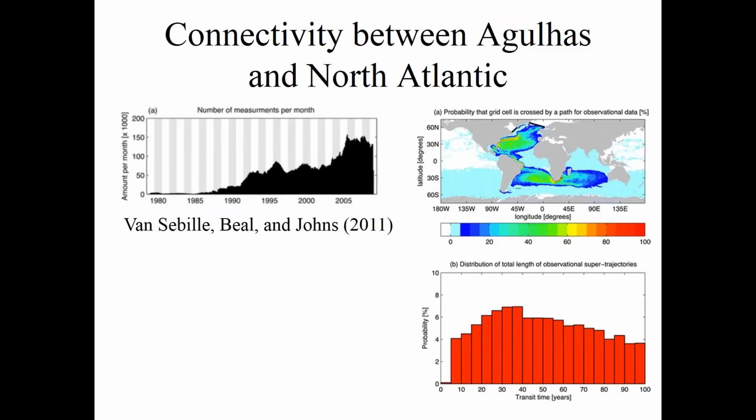And that's what they did in this study: release thousands of simulated drifters right here in the Agulhas and see how long it takes them to get up to the North Atlantic, and what pathways they take to get there.